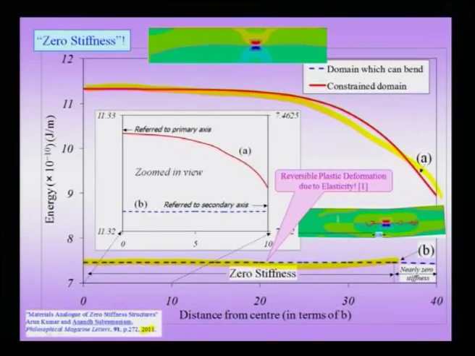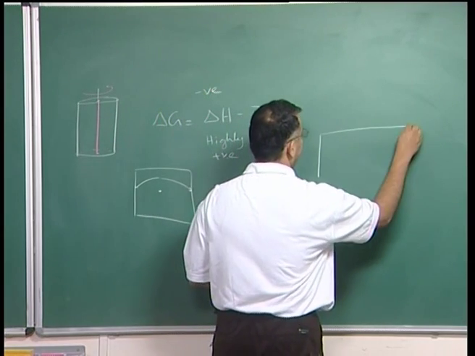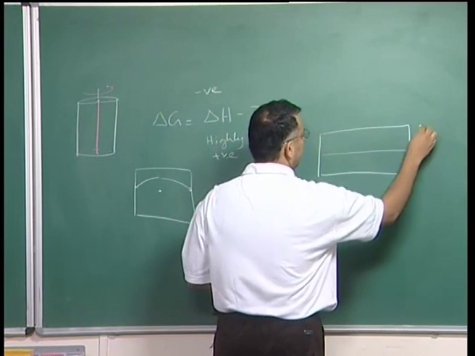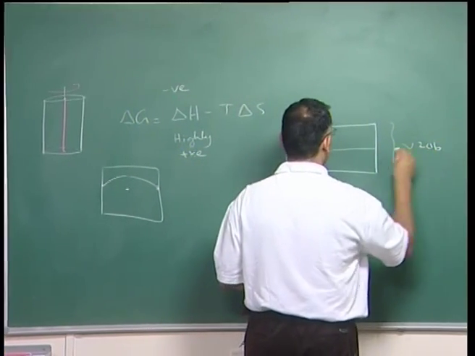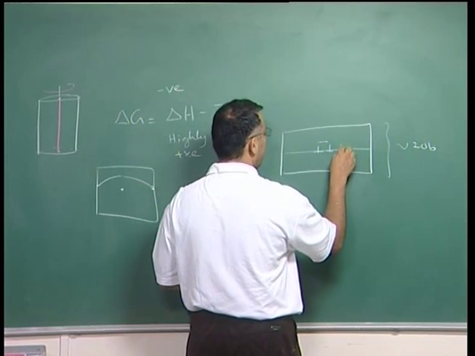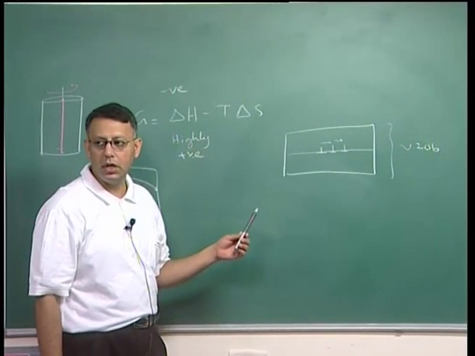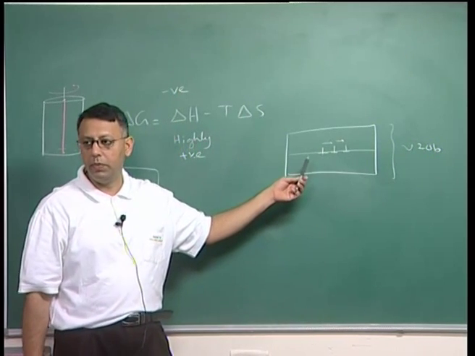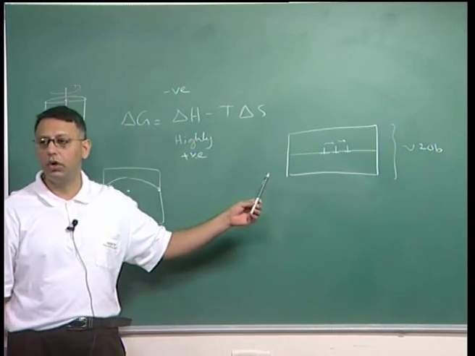And even more interestingly, suppose I now move the dislocation along the slip plane, which is my central plane. Then I can introduce a concept known as reversible plastic deformation due to elasticity, because this resides in a state of neutral equilibrium. Therefore, if I move my dislocation from point to point in a thin crystal whose thickness is of the order of 20 Burgers vectors, then the energy does not change, but the bent crystal bends differently. That means, because of the presence of the dislocation, you have plastic deformation.